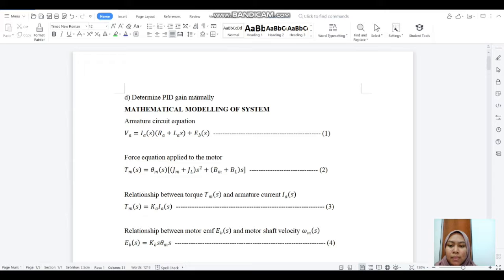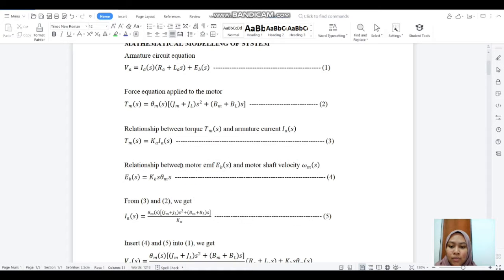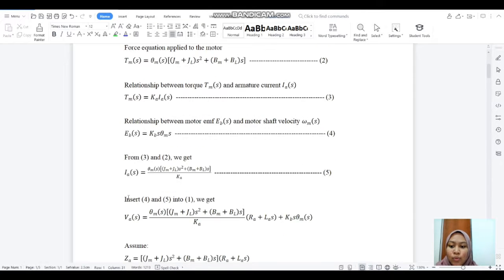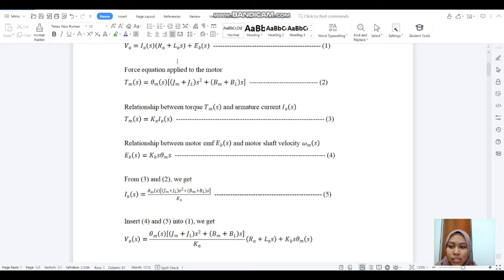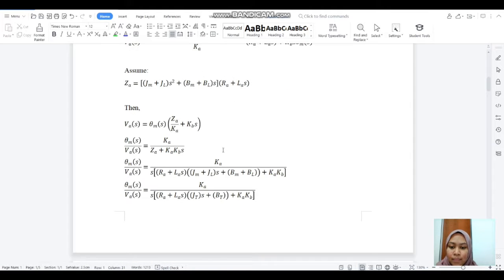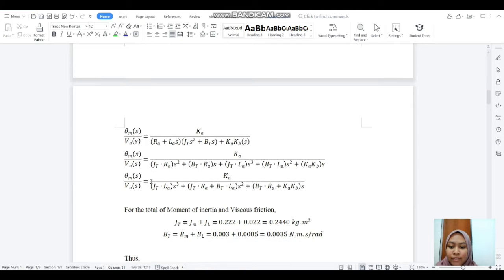This is part D, which is determining the PID gain manually. First we need to do the mathematical modeling of the system. First is the armature circuit equation, which is the first equation applied to the motor, then the relationship between torque and armature current, and the relationship between motor EMF and motor shaft velocity. Then from equations 3 and 2, we get a new equation for the current. Then we insert equation 4 and equation 5 into equation 1, and we get a new equation. Then we assume that ZA is equal to this, and after we simplify the equation, we get the final transfer equation as this one.